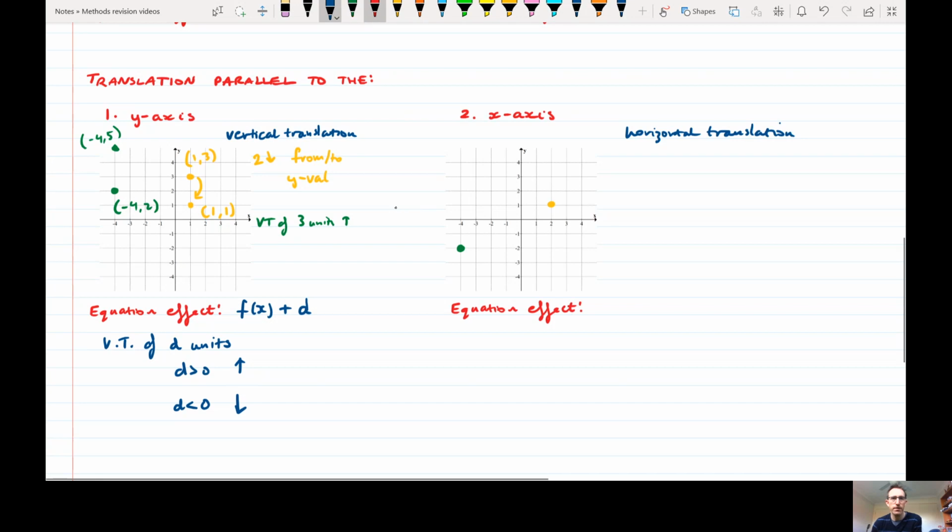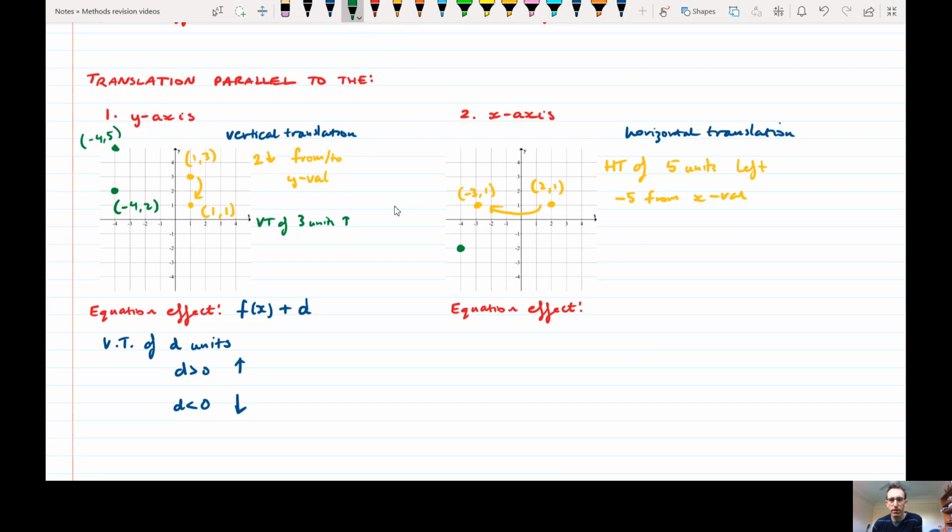Last one. This is where you affect the x value. So if I do a horizontal translation of 5 units left, it means I subtract 5 from the x value. So the coordinate here is 2, 1. That then becomes -3, 1. So we subtract 5 and you get down to there.